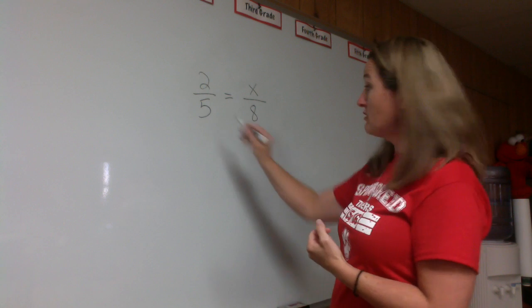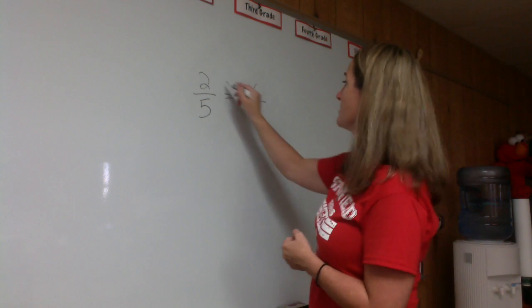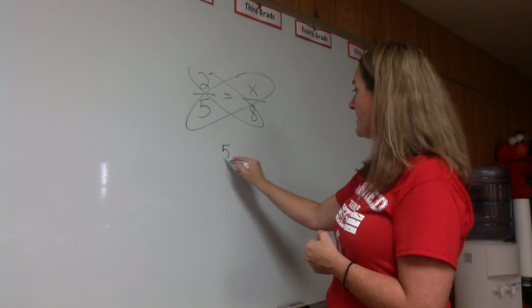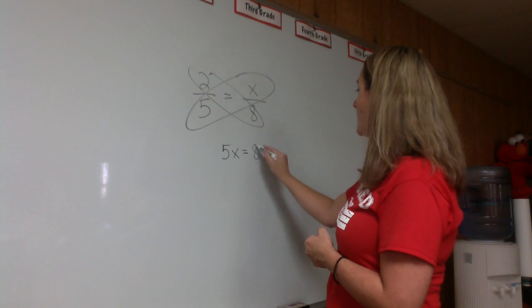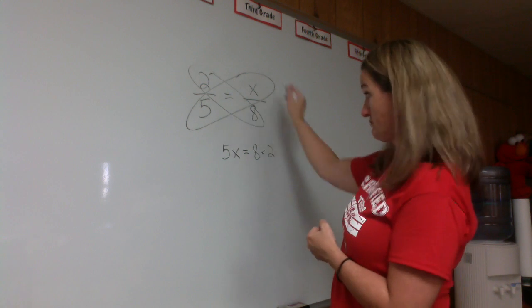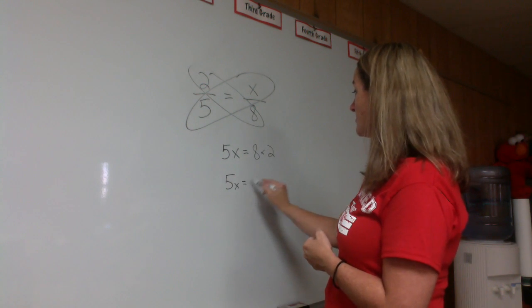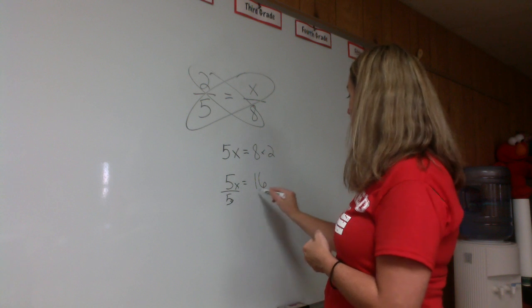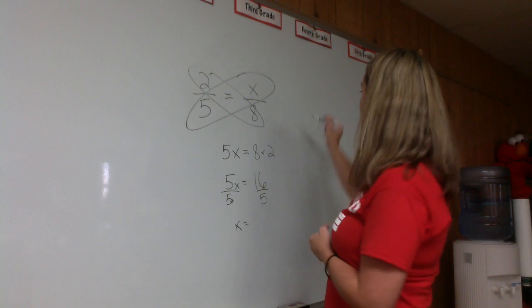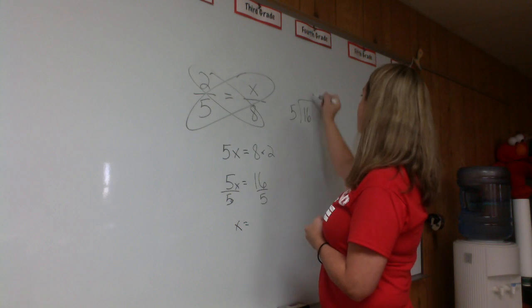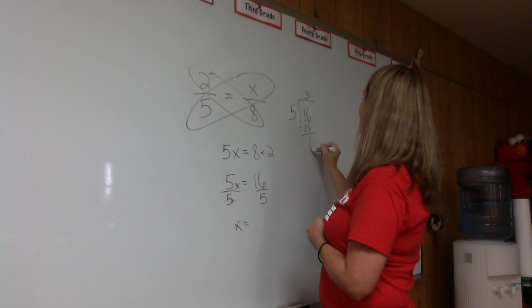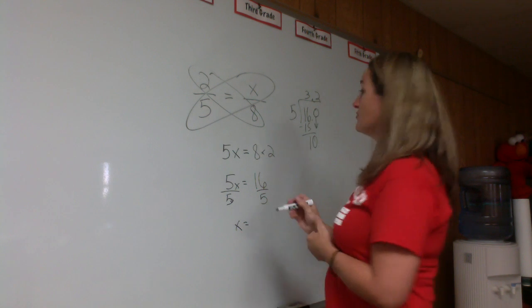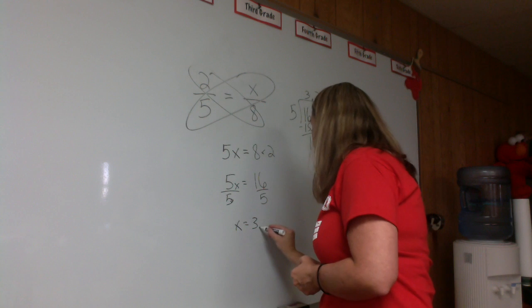We know 5 doesn't go into 8 evenly, so we have to use cross products. Let's make our x. Again, this means multiplication. 5x is equal to 8 times 2, so 5x is equal to 16. Now I need to divide by 5. Let's divide 16 by 5. I get 3, remainder 1, and I need to add that decimal and bring down some zeros. So x is equal to 3.2.